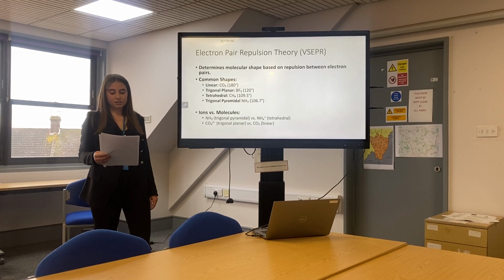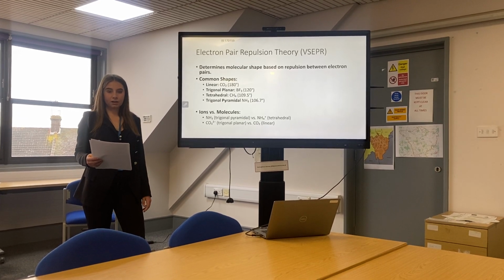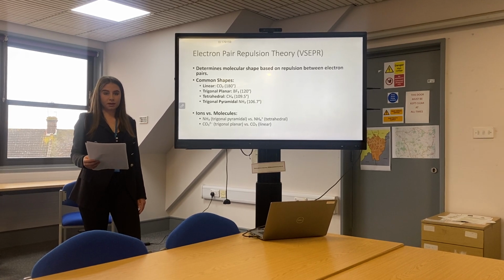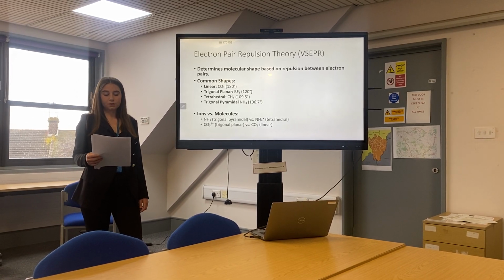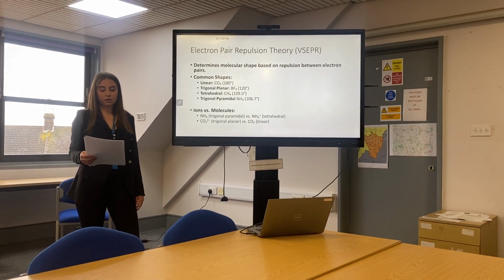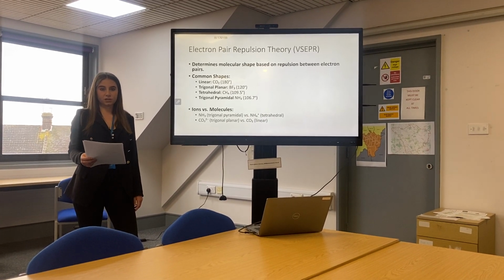Trigonal pyramidal versus tetrahedral. Ammonia, NH3, has one lone pair, which repels the bonding pairs, which makes it pyramidal. The ammonium ion, NH4+, has no lone pairs, which results in a symmetric tetrahedral shape.